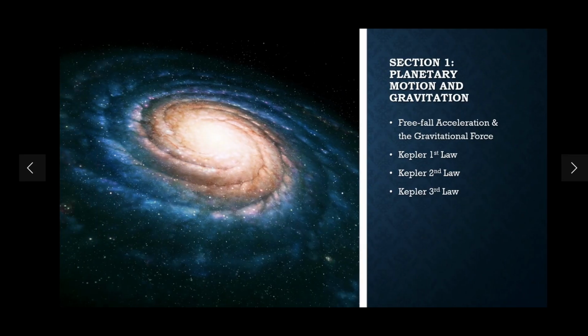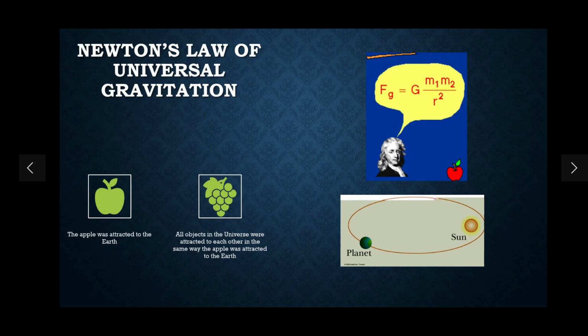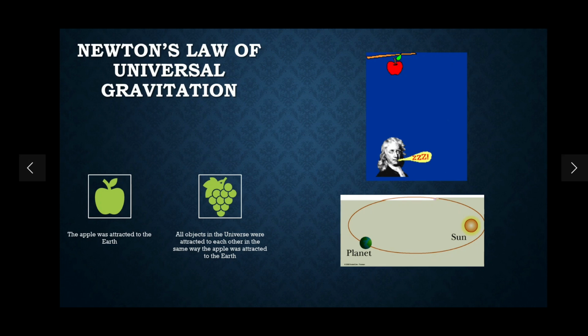Section 1: Planetary motion and gravitation. In this section, we'll explain freefall acceleration and the gravitational force, and Kepler's first, second, and third law. What is Newton's law of universal gravitation? Newton's law states that every particle in the universe attracts every other particle, like how the apple was attracted to the earth. On this basis, all objects in the universe are attracted to each other in the same way the apple was attracted to the earth.